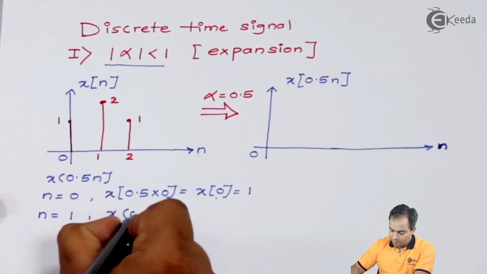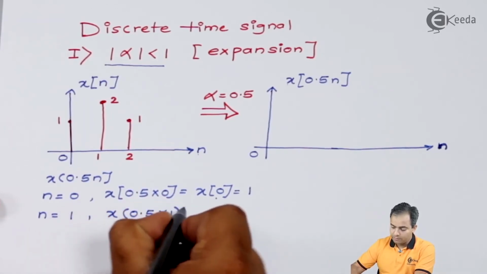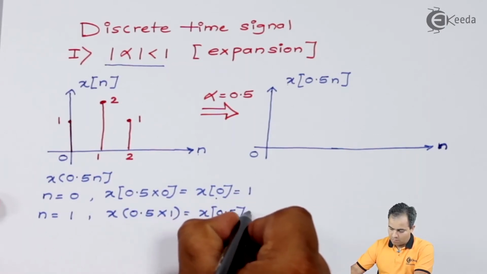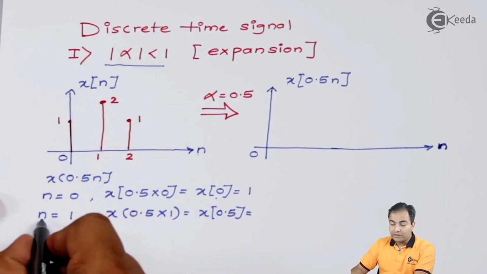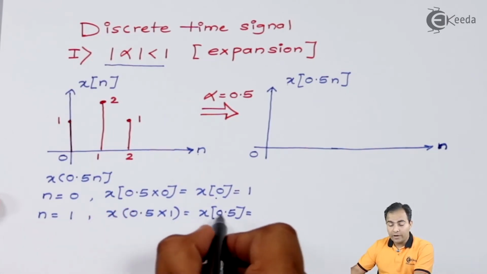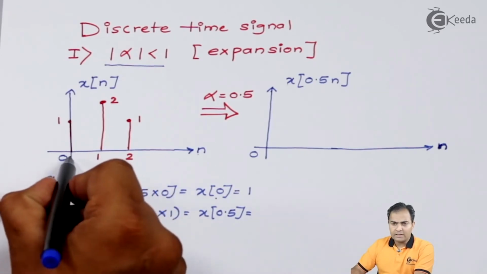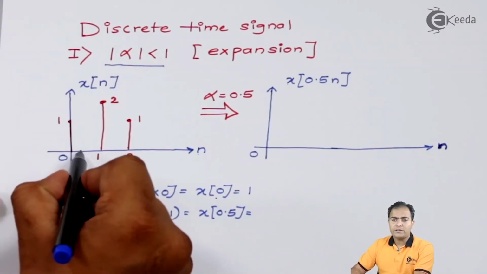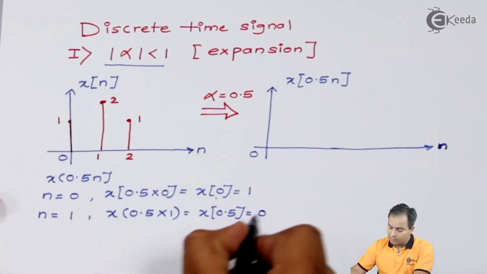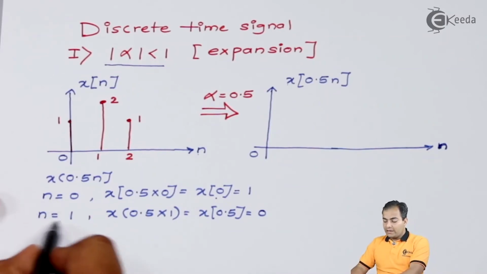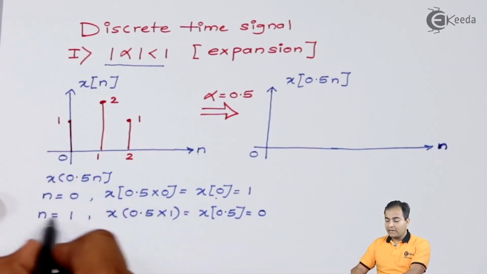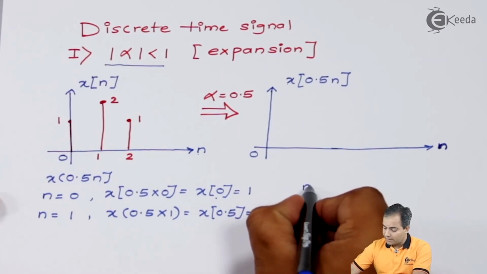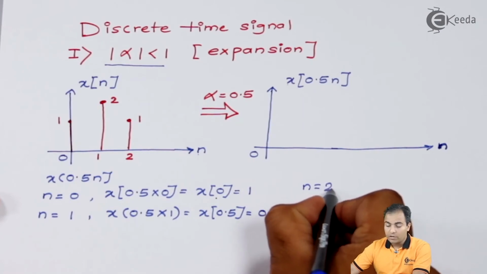What will you get? X of 0.5. If I substitute n equals 1, then the result is x of 0.5. As in x of n, at n equals 0.5, the amplitude is 0. So here also I'll write amplitude is 0. Now we will substitute the next value, that is n equals 2.